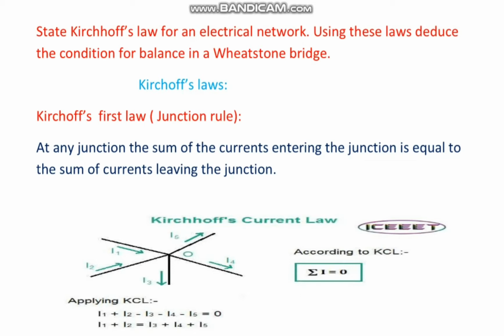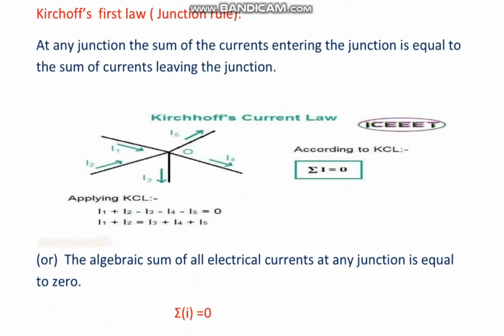So the first law is Kirchhoff's first law. It is also called the junction rule. At any junction, the sum of the currents entering the junction is equal to the sum of the currents leaving the junction. When we observe this diagram, I1 and I2 are the entering currents and I3, I4, I5 are the leaving currents. So we can write I1 plus I2 minus I3 minus I4 minus I5 is equal to 0. I1 plus I2 is equal to I3 plus I4 plus I5.